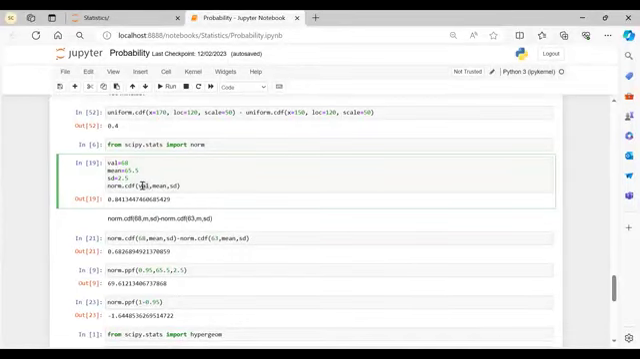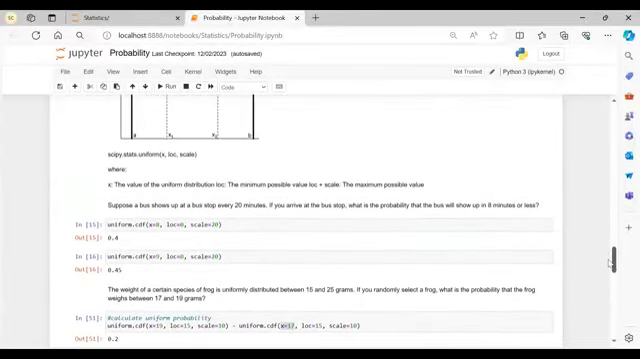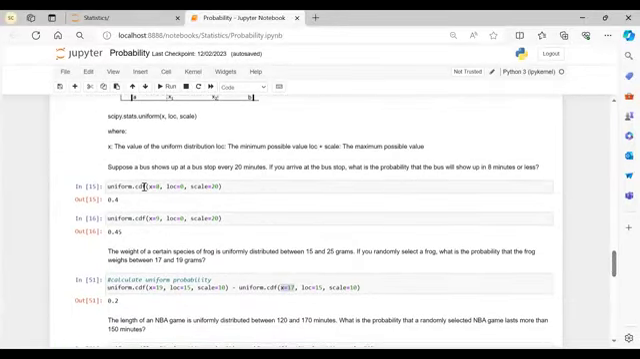So I'm passing the x for which I want to find the probability, and I'm passing the mean and standard deviation. Here I'm using CDF because for a continuous variable, only the CDF makes sense. We will not find the probability of an exact number. Okay, one second. Yeah, uniform is a continuous variable, right? So here we use PPF.